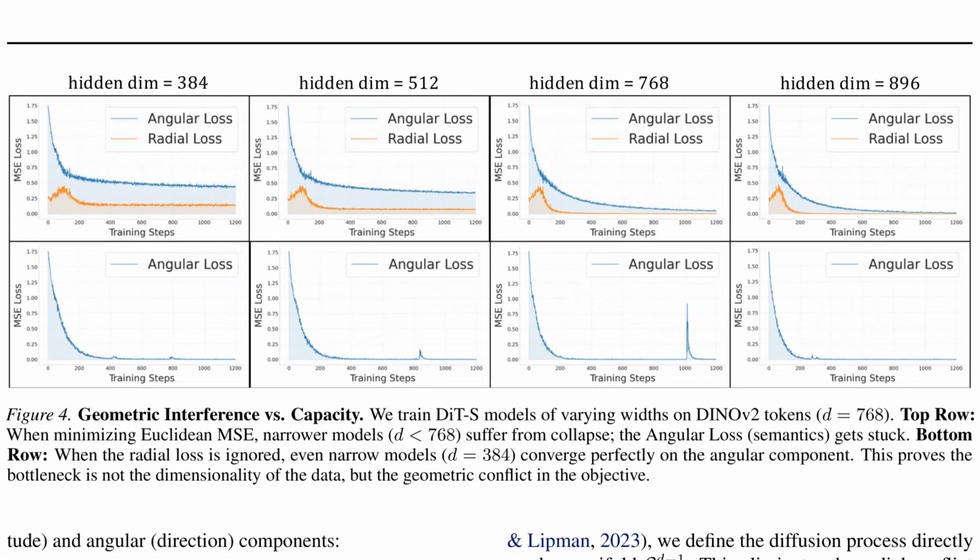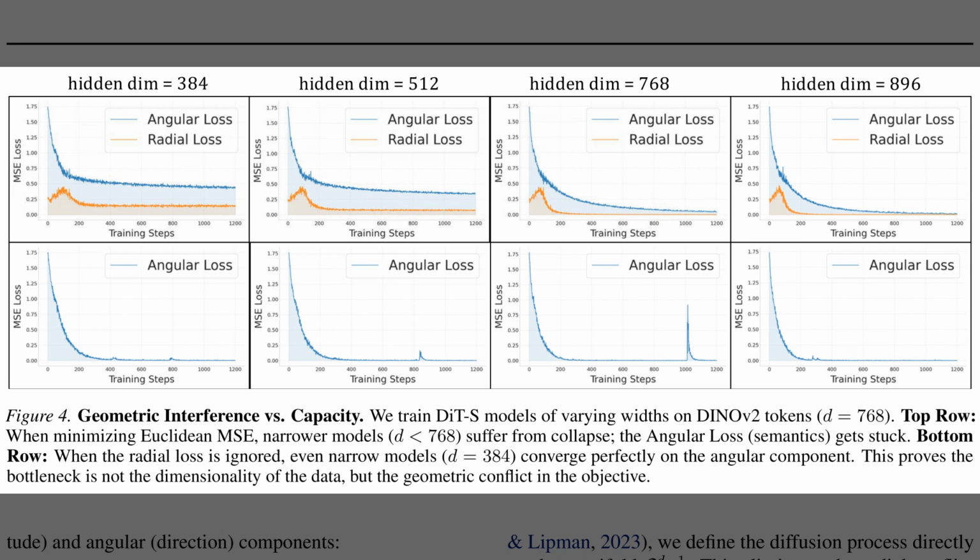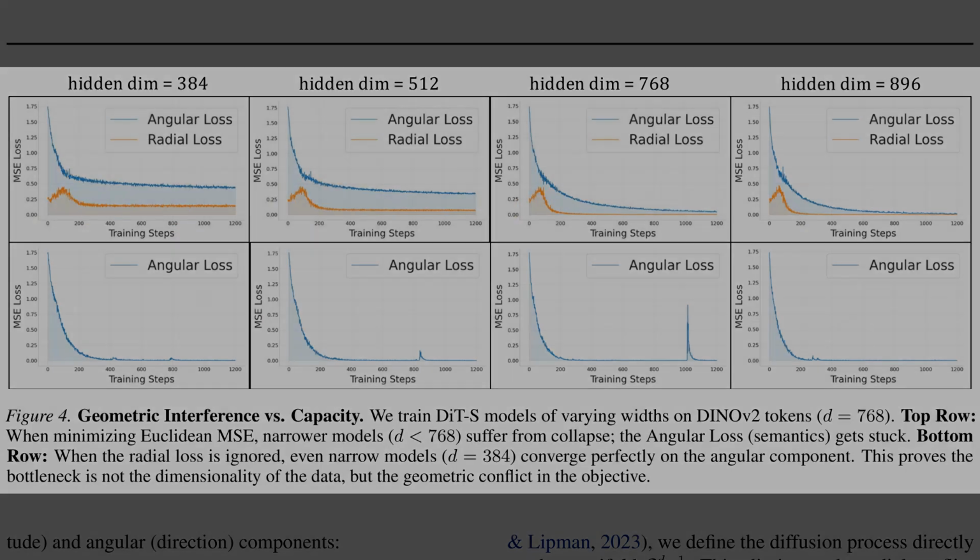So, Figure 4 investigates whether wider models are essentially required to solve this. The top row tracks training loss with the standard Euclidean objective. On the left, narrower models fail to minimize the blue angular loss because they get stuck fighting the orange radial error. However, the bottom row reveals the truth. When the authors mask out that radial component, even the smallest model on the far left converges perfectly, which proves that the bottleneck is geometric interference rather than model capacity.